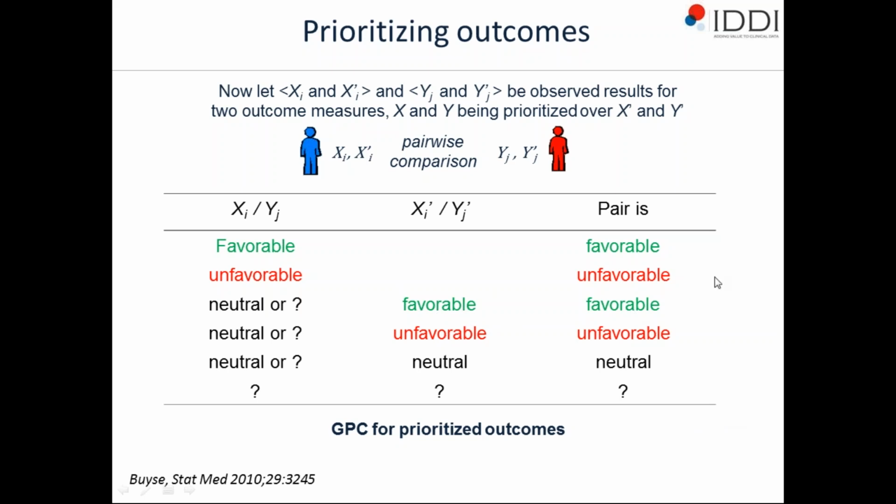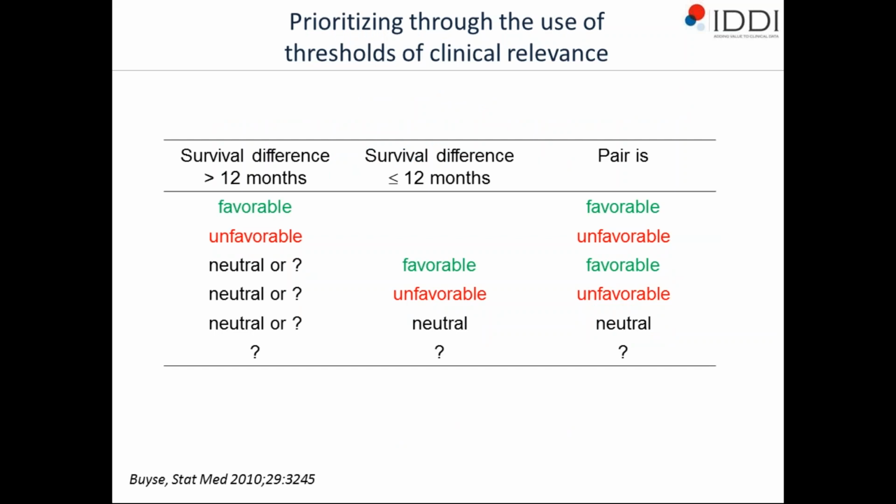And so we have this prioritized outcome analysis where we look at every outcome of interest if and only if the previous outcome did not conclude that the pair was favorable or unfavorable. And so this is the generalized pairwise comparison in more general settings where we have more than two outcomes.